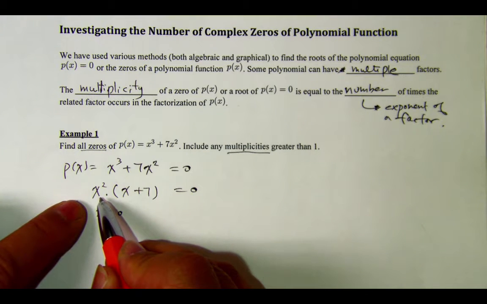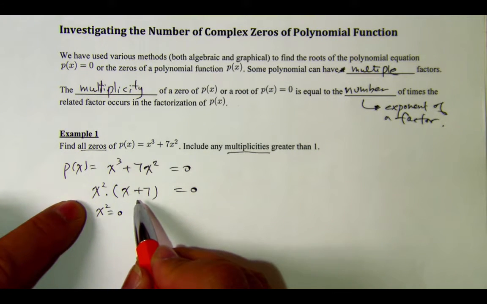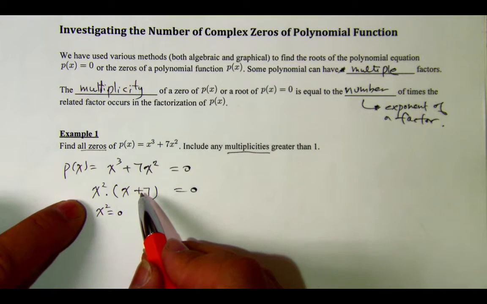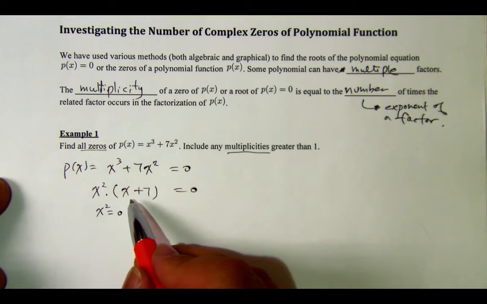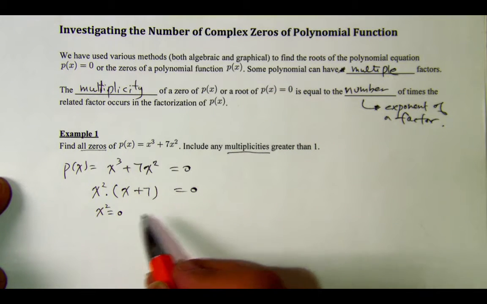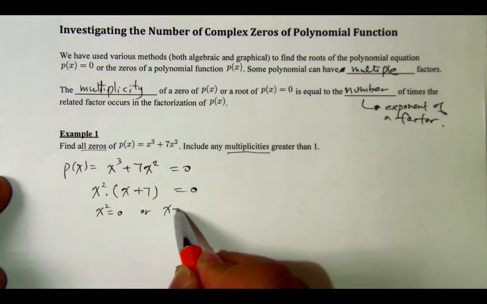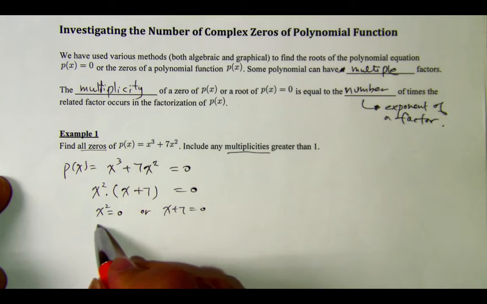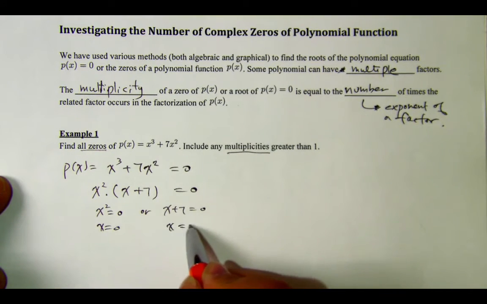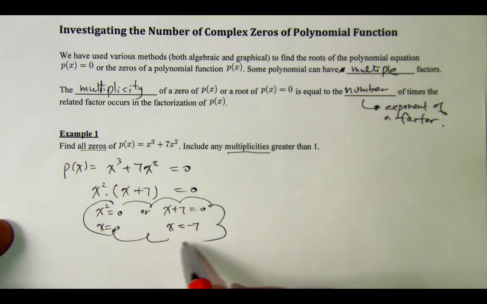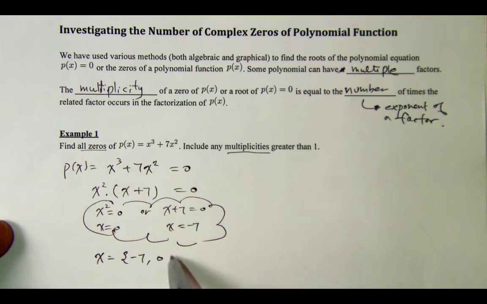When items are being multiplied and the result is equal to 0, it means that some or all of the factors must be 0. So that means that x squared could be 0, or x plus 7 could be 0. So that means that x could be 0 here, x could be negative 7. For those of you who feel comfortable doing this mentally, I'll let you do it without penalty. So the x in this case is negative 7 and 0.